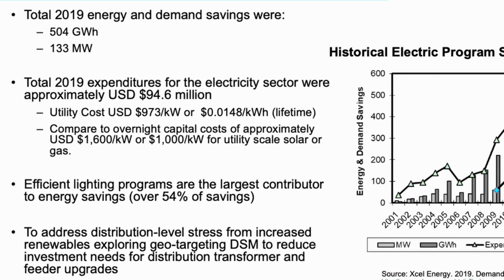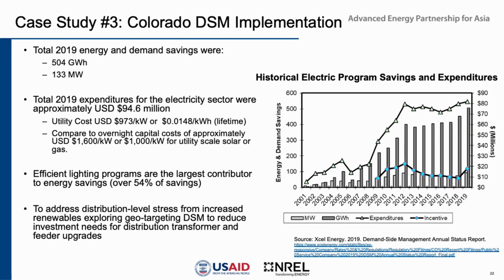If you compare the cost, it's less than 1.5 US cents per kilowatt hour over the lifetime, which is lower than the cost of any other source of new generation, whether it's utility scale solar at $1,600 per kilowatt in capacity capital costs, or for natural gas about $1,000 per kilowatt in capital costs. And at the center of Colorado's demand-side management program is efficient lighting, which provides over 54% of the total savings.